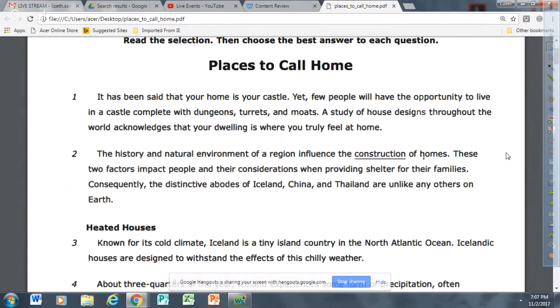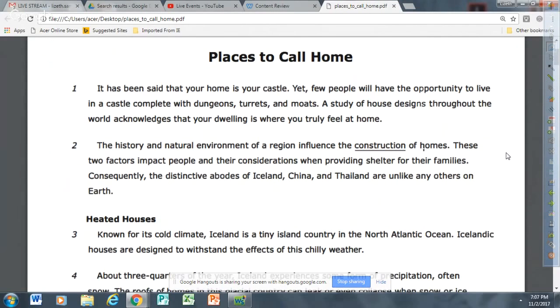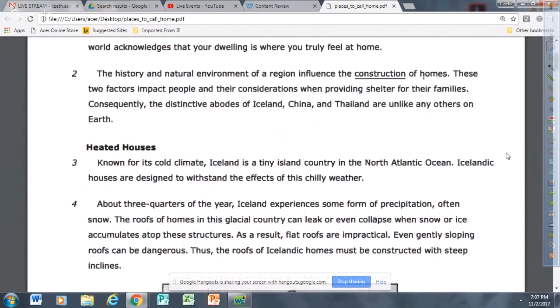So that was the introductory paragraph. The history and natural environment of a region influence the construction of homes. These two factors impact people and their considerations when providing shelter for their families. Consequently, the distinctive abodes, if you don't know what abodes mean, you can look it up, that means homes, of Iceland, China, and Thailand are unlike any other on earth.